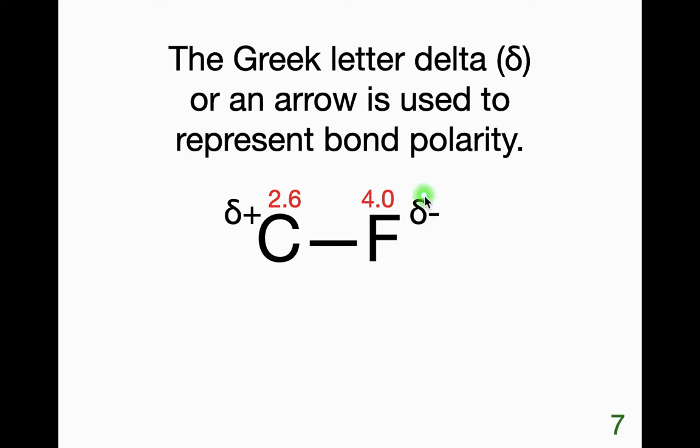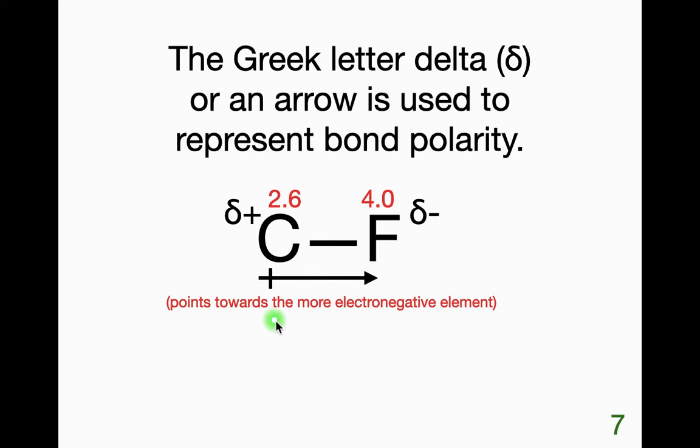And so we can represent that using the delta symbol. Delta negative is the side that has more electrons. Electrons are negatively charged, so the electrons being shared are more over on this side, so this side is slightly partially negative, and this side by default is partially positive. Now we can also use an arrow to represent that, and the arrow is always pointed towards the more electronegative element. So you'll see both an arrow used or the delta symbols.